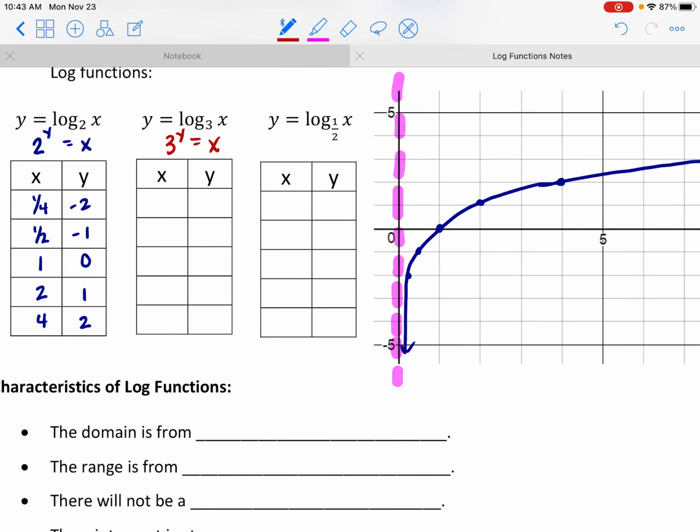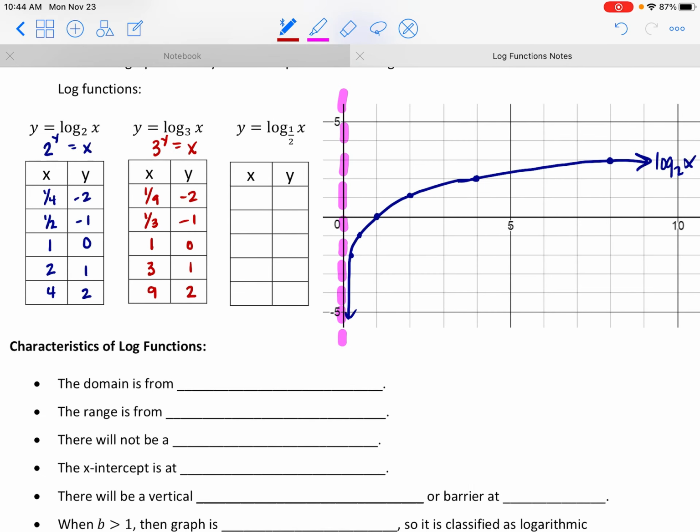Okay, so I'm going to put in -2, -1, 0, 1, and 2 for my y values. So 3 to the -2nd would make 1/9 for x. This would make 1/3 for x. 3 to the 0 power is going to be 1. 3 to the first is 3, and 3 squared is going to make 9.